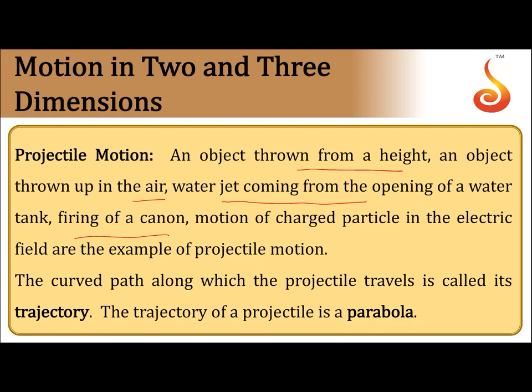So when such an object is projected, it traces a curved path. So it's a two-dimensional curve. So that curved path traced is called trajectory, and in case of projectile, the trajectory of a projectile will be a parabola.